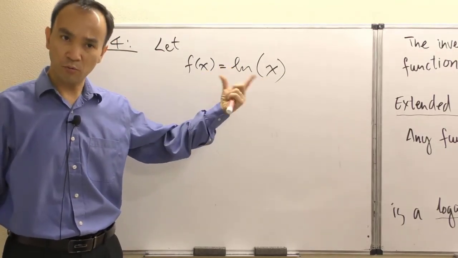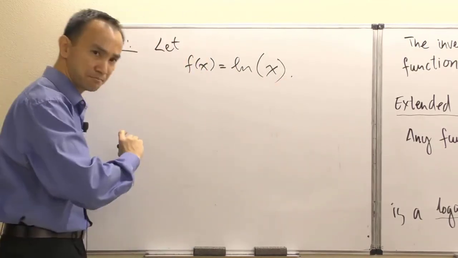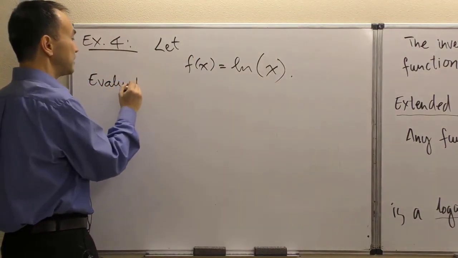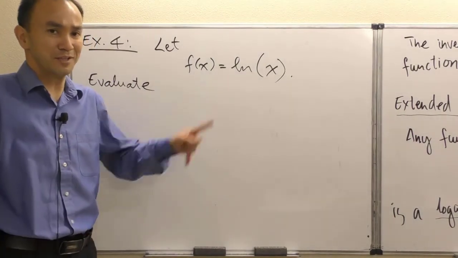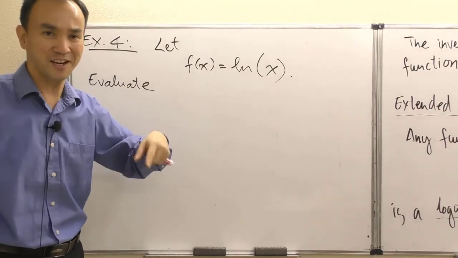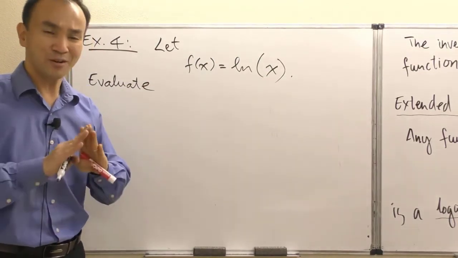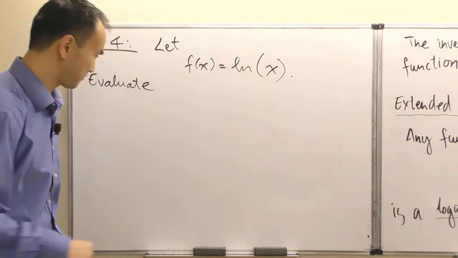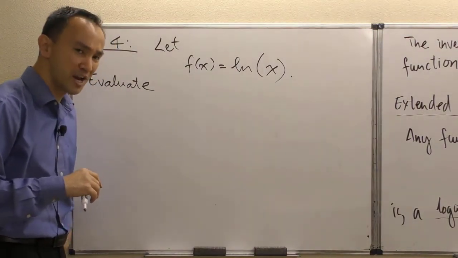So let's see what we can do with this logarithmic function. So right out from that simple logarithmic function, in this example 4 here, let's evaluate. Now, I'm not going to slow your learning down to just simply put in x equals 1, x equals 2, to evaluate natural log of 2 or natural log of 1. That work is now way over. I mean, we're way over that. Okay? But we do still want to evaluate.